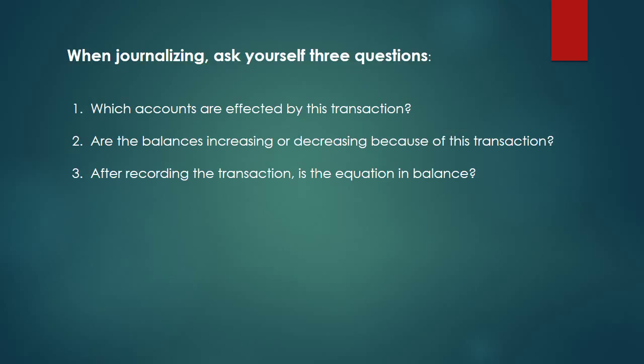When journalizing, I want you to ask yourself 3 questions. First, which accounts in those account lists are being affected by this transaction? That will let you know whether you're going to need to record it in the debit or the credit column. Second, ask yourself, are the balances increasing or decreasing? That also helps you determine whether it's going to be a debit or credit. And then finally, after you record the transaction, make sure the equation is in balance. You have the same amount of debits as you have as credits in the total.